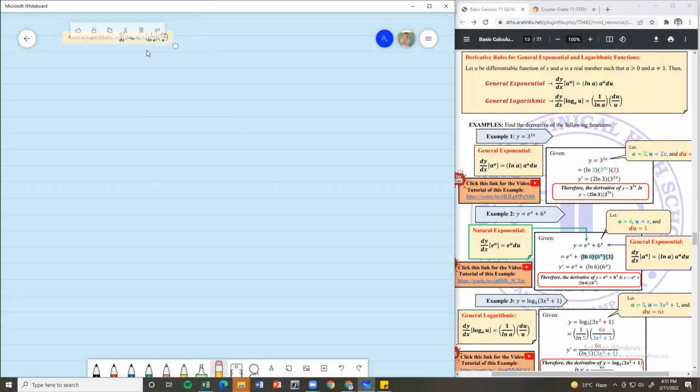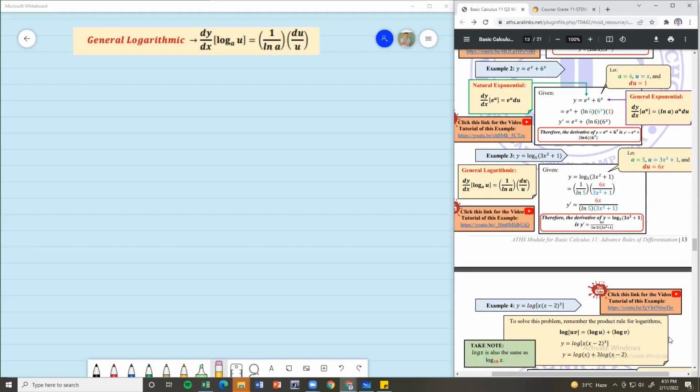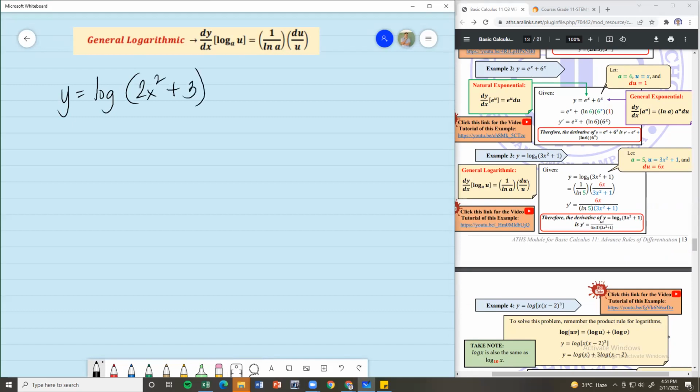So, our general logarithmic comes like this. Logarithm tayo ngayon. Logarithm of a number with base a. Okay, how is that? Let's try this as an example. So we have y is equal to logarithm of 2x squared plus 3 with base 4.